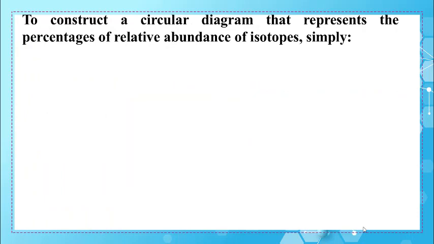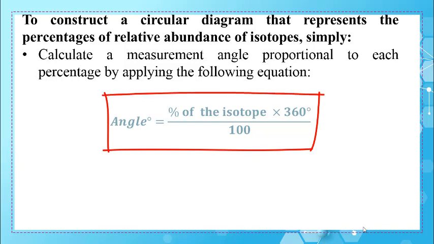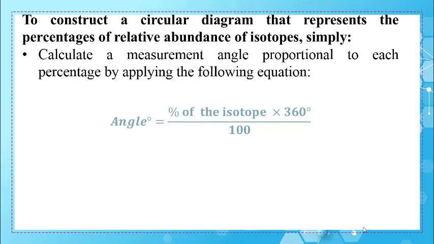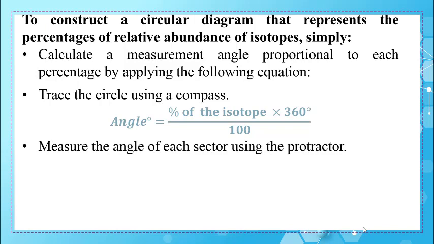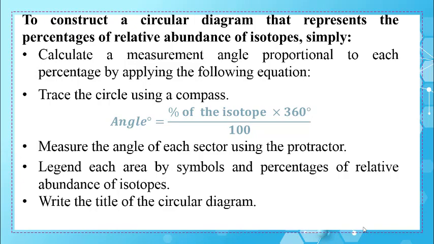Now let's summarize the steps that we followed. To construct a circular diagram that represents the percentage of relative abundance of isotopes, simply calculate a measurement angle proportional to each percentage by applying the following equation: angle equals percentage of the isotope times 360 over 100. Then trace the circle using a compass. Measure the angle of each sector using the protractor. Legend each area by symbols and percentages of the relative abundance of isotopes. And of course, don't forget to write the title for the circular diagram.